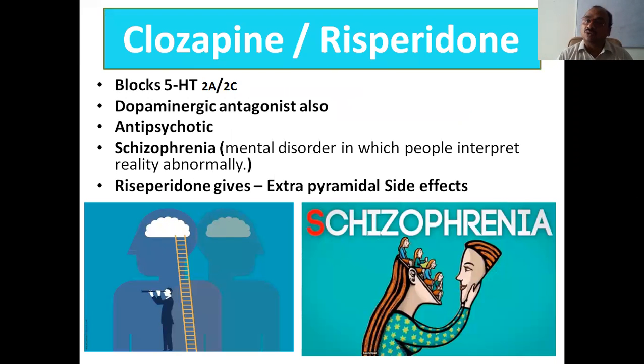Next, clozapine. Number of times it has appeared. It blocks the 5-HT2A and 2C, and dopaminergic receptors also. This is very, very important. Clozapine blocks both 5-HT2A and dopamine receptors. Dopamine, I already told you, is also one of the happy hormones. It is a pleasure hormone.